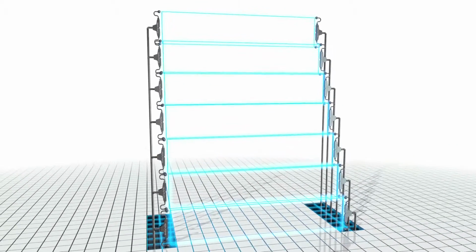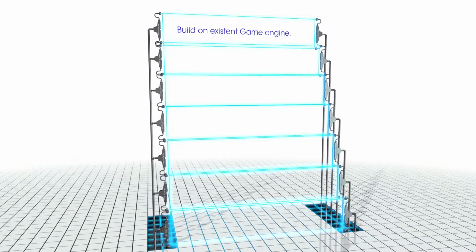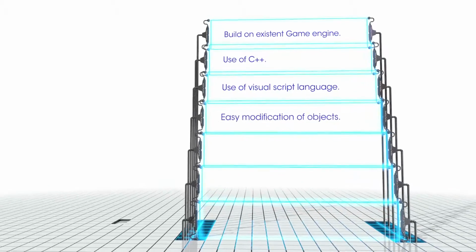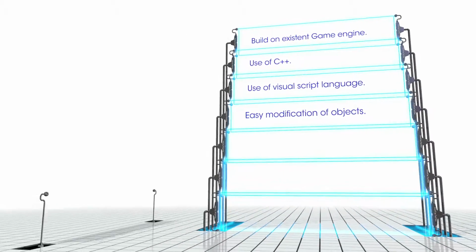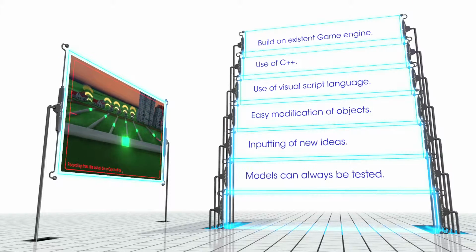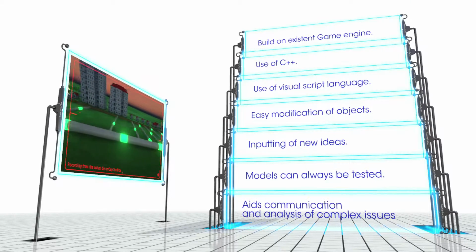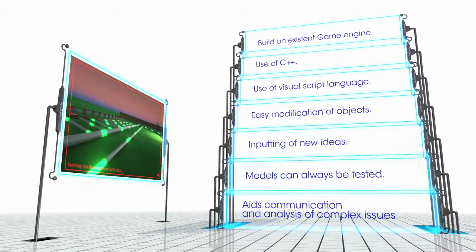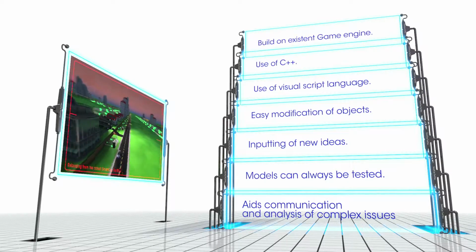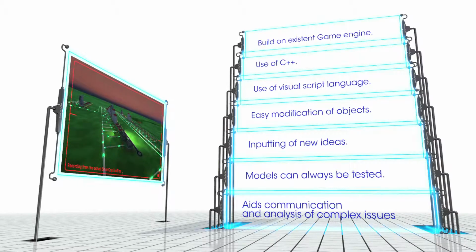The SmartCap toolbox is built on an existing game engine. Besides the use of C++, most developers and analysts can make use of a visual script language. This makes it relatively easy to modify objects and test new ideas in a model. The visual aspect of the game engine is an important bonus in that it aids communication and the analysis of complex issues.